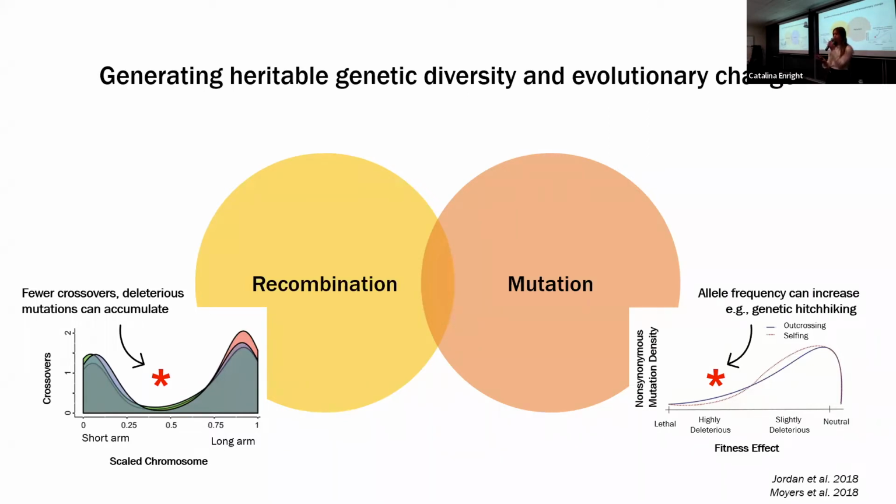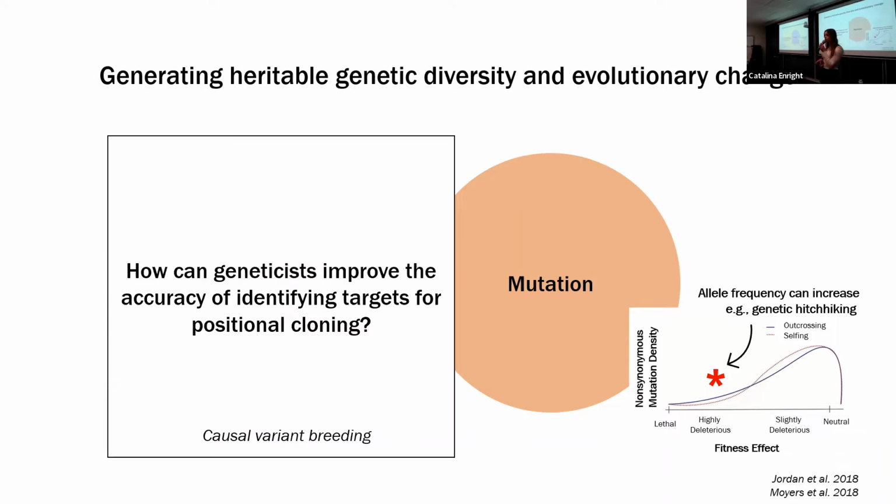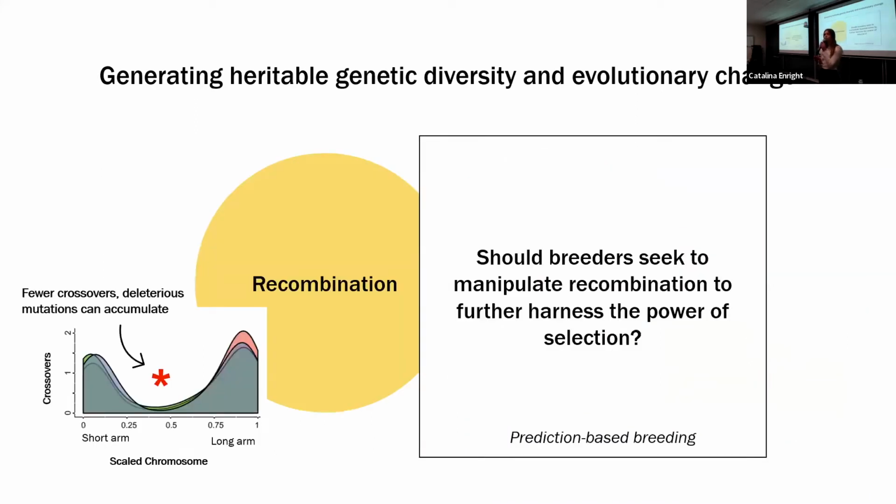So given this tight relationship between recombination, mutation, and genetic resolution, as well as, at the beginning of my PhD in 2017, the recent release of an annotated wheat reference genome, I sought to address two primary questions during my dissertation using wheat as a model. The first being, how can geneticists improve the accuracy of identifying targets for positional cloning? This is the first project that I took on in Mark's lab, and the results of it largely inspired the remainder of my dissertation and asking the question, should breeders seek to manipulate recombination to further harness the power of selection?